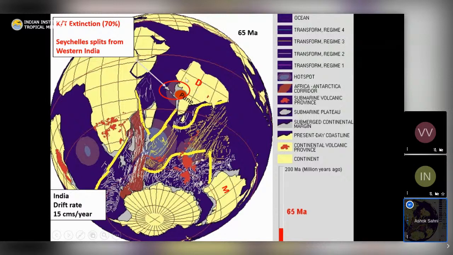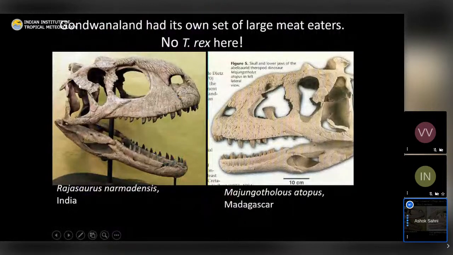So it is obvious that whatever animals and plants it had when it was next to Madagascar were under a lot of stress, climatic stress. Now, as I said, India and Madagascar were joined at one point of time, and at 65 million, just to give you one example, there are many, many examples, this is a carnivorous dinosaur known from India, which has the name Rajasaurus dunmadensis.